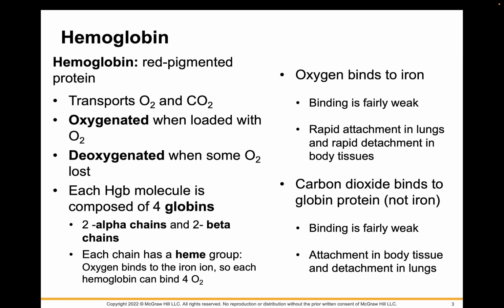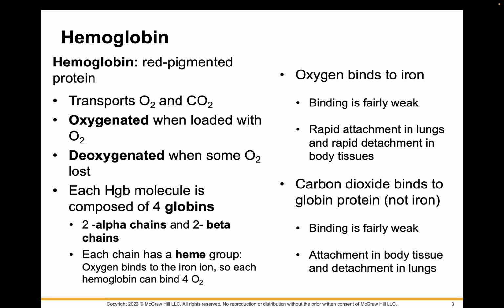Each hemoglobin molecule is composed of 4 globins. That's a total of 2 alpha chains and 2 beta chains. Regardless, each of these chains has a heme group, and that is what oxygen actually binds to. So that is the iron that's necessary. So each hemoglobin molecule can bind 4 oxygen molecules.